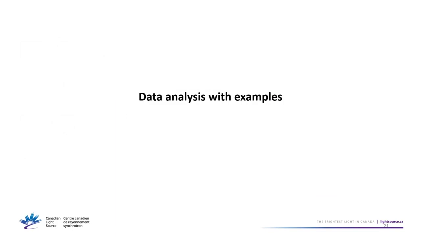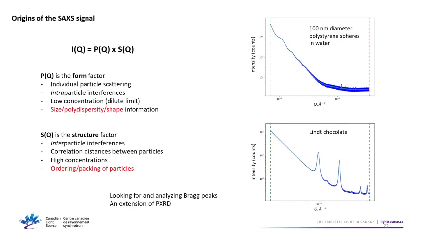Okay, so now some examples. We are a pretty new end station, pretty new beamline. We don't have anything published yet for SAXS, but all the examples I'm going to show are from groups that are using the beamline now that have published things from other facilities. So it's real data, with their permission. But before I do that, I'm going to talk about the origins of the SAXS signal.